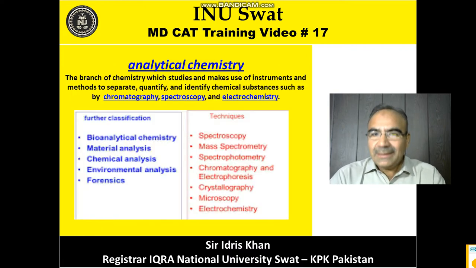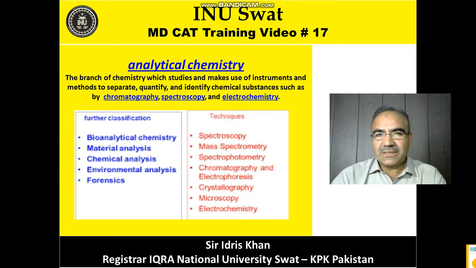Next, we go to analytical chemistry. It is the branch of chemistry which studies and makes use of instruments and methods to separate, quantify, and identify chemical substances. These are basically the three purposes of analytical chemistry. Number one, it separates. Number two, it quantifies, as to how much substance there is. It shows you the quantity, and identify, it shows us which chemical substance it is.